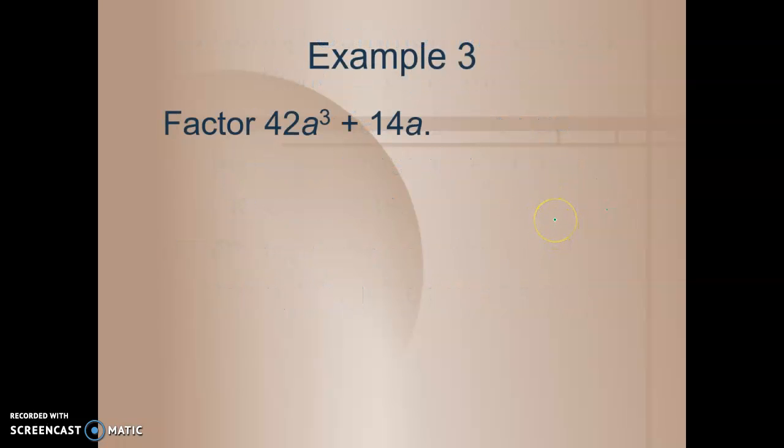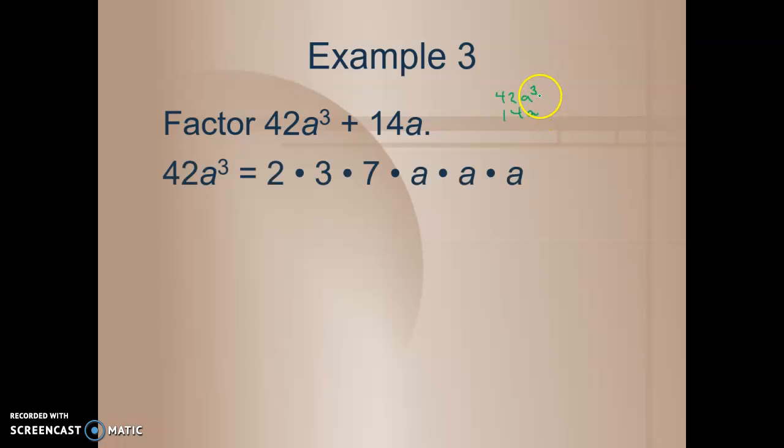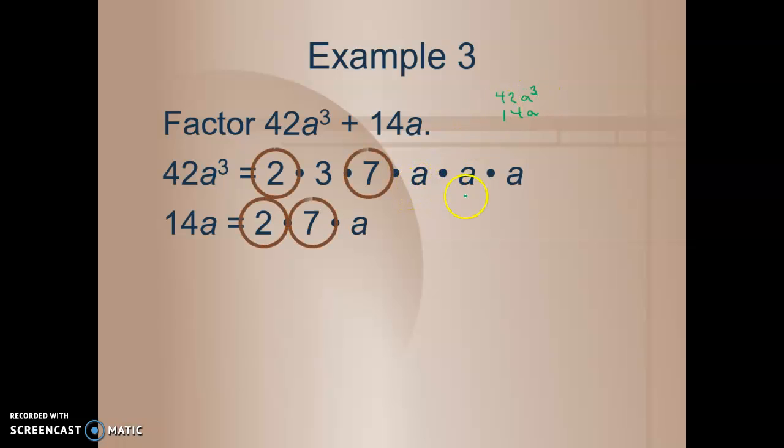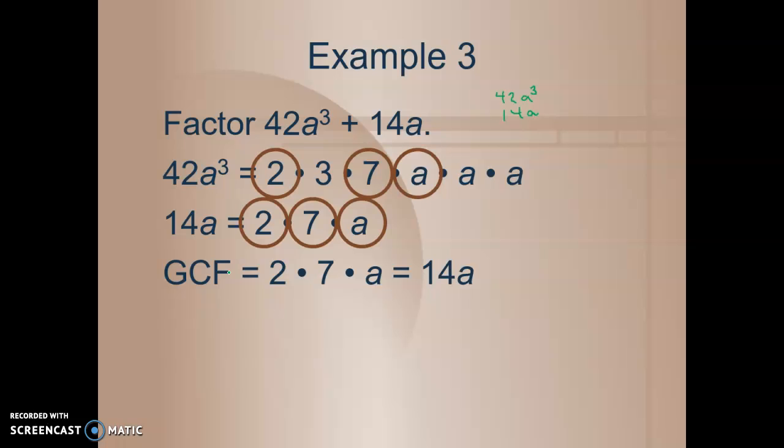All right, let's try an example here. Let's factor 42a cubed plus 14a. The first thing that we want to do is find our greatest common factor. For some of you, that means you're going to list the prime factorization and circle the common factors. Others of you might be able to do that mentally. No matter how you do it, we're going to find that our greatest common factor is 2 times 7 times a. Remember, our greatest common factor is a product of the shared factors. So 2 times 7 times a is 14a. So that was step 1.